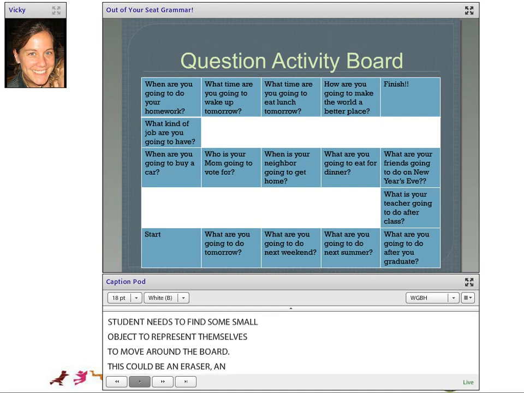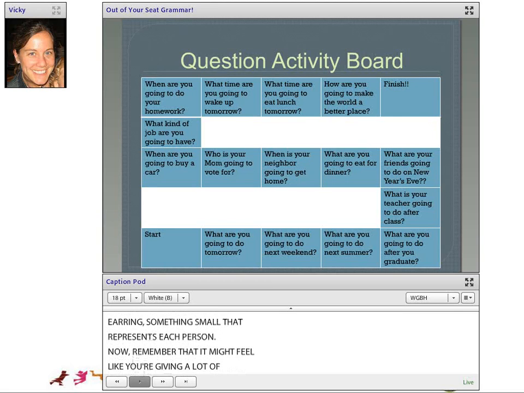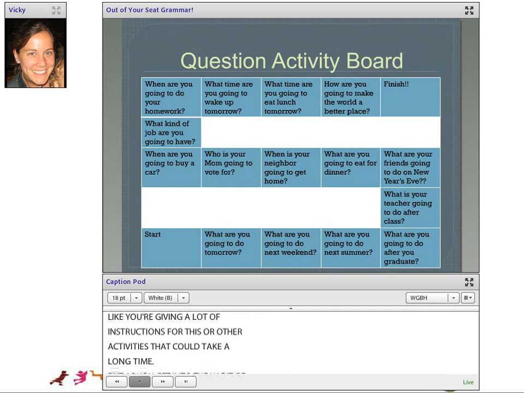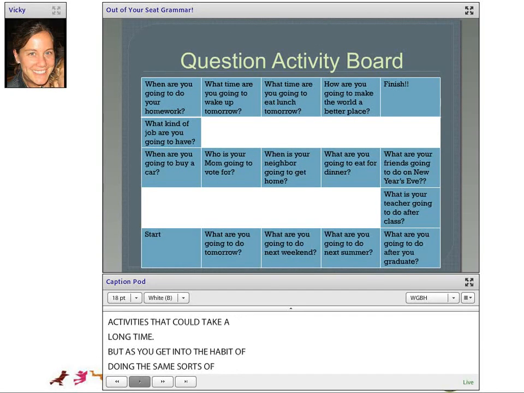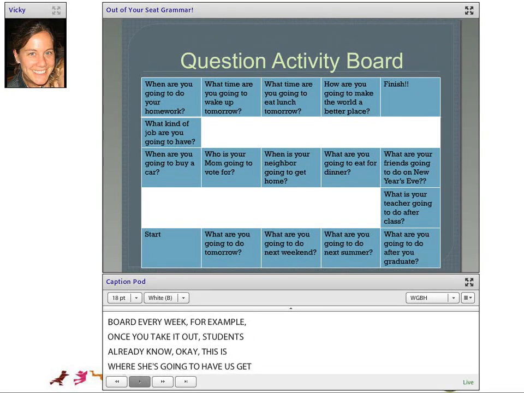Now remember that it might feel like you're giving a lot of instructions for this or other activities that could take a long time, but as you get into the habit of doing the same sorts of activities time and time again, if you end up doing a different version of the question activity board every week, for example, once you take it out, students already know, oh, okay, this is where she's going to have us get into groups, this is where I'm going to need my eraser or something to represent myself to move around the board. And the directions part goes a lot faster for that reason. So don't worry if you feel like the first time you do an activity you're spending a lot of time giving instructions, because it's worth it. It won't be like that every time.